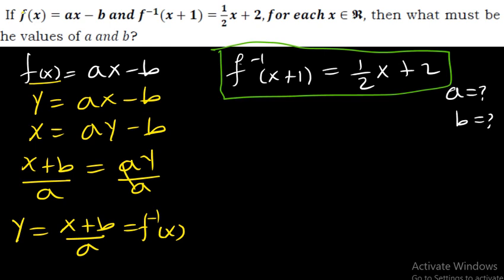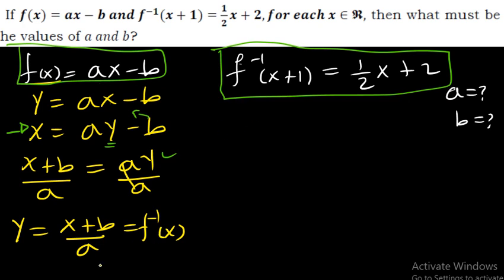Let me repeat the process once. To find the inverse of this function, what to do? First, in place of f of x, write y, and then write the rest as it is. Then the next step is the main point. In place of y, write x. In place of x, write y. And then solve for y. How? Bring the b to the left side. It will be added. And then divide by a. And then make y alone, which is y equal to x plus b over a. This is the inverse.